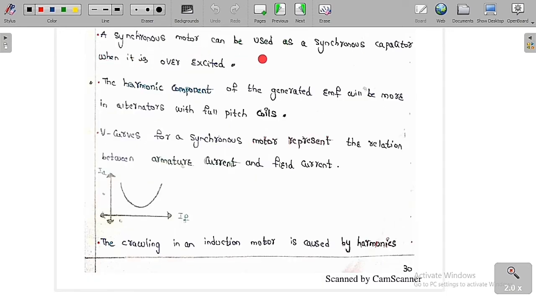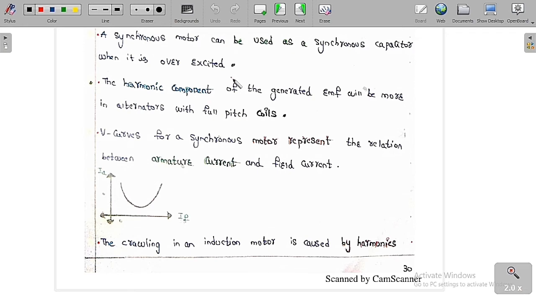A synchronous motor can be used as a synchronous capacitor when it is overexcited. I have already told you, consider a synchronous motor at no load condition. If you do not keep any load on the synchronous motor, and you go for over-excitation, then in over-excitation the synchronous motor is going to act in the leading region. Here theta is the phase angle between the terminal voltage and terminal current, or supply voltage and supply current, V and IA.